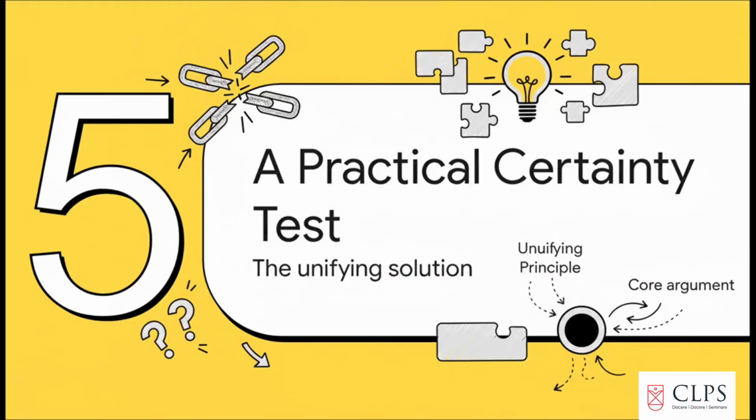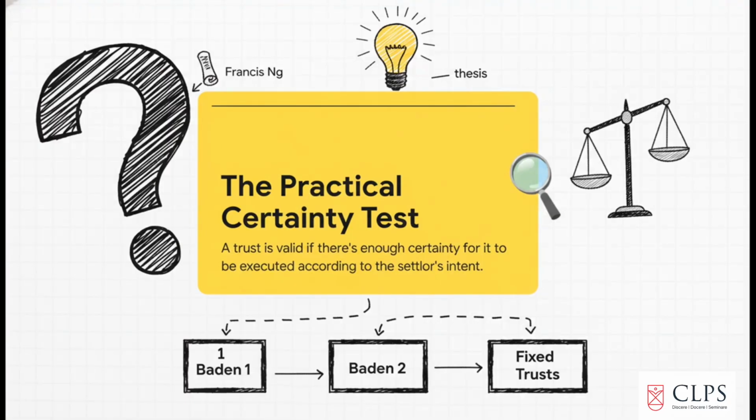So if the AGP test is shaky and the complete list test isn't absolute, what on earth is the real rule? Well, this is where we bring it all together. This is the core argument for your essay, a single unifying idea that actually explains what the courts are doing. Let's call it the practical certainty test. This is the brilliant thesis put forward by Francis Eng, and it's the idea that will make your essay shine.